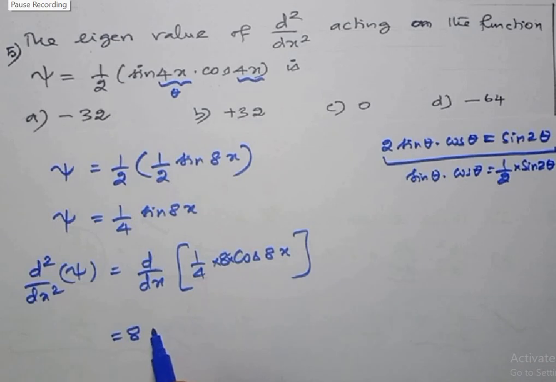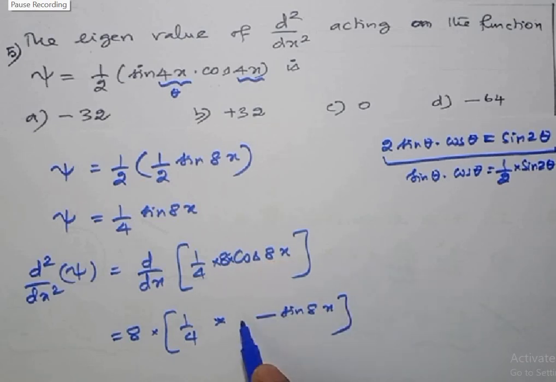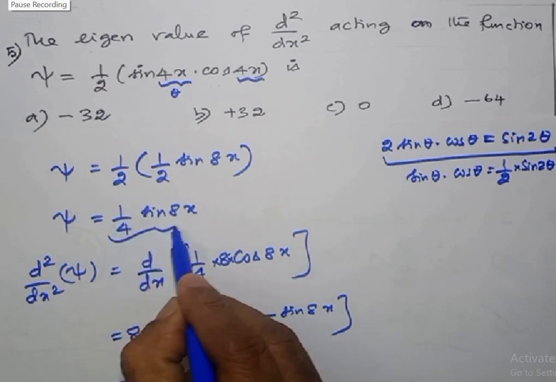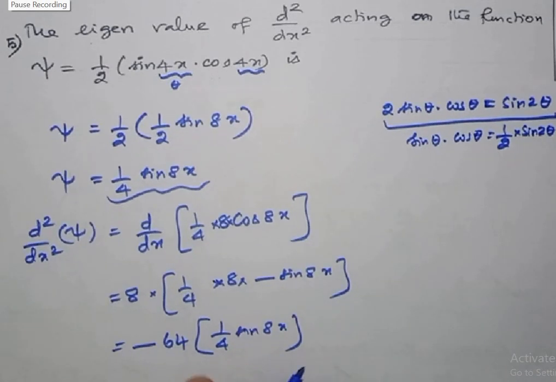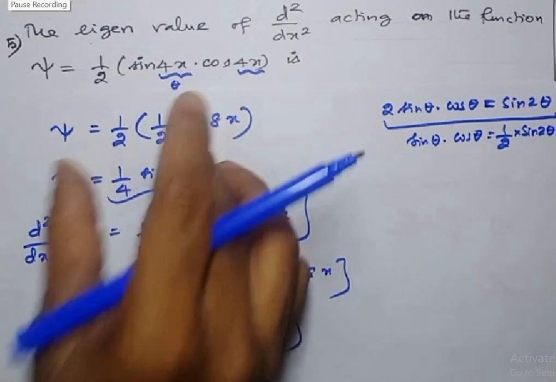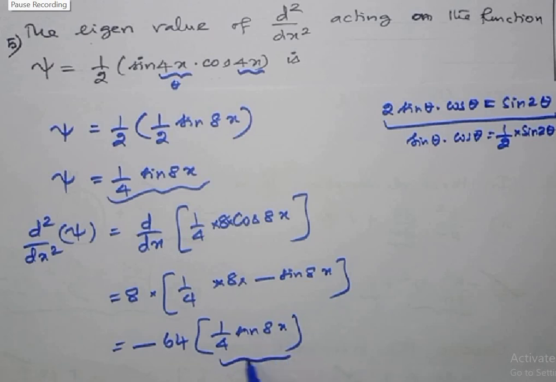Keep the 1 by 4 as such. Now, differentiate the second time. Cos 8x, if you differentiate, you will get minus sin 8x. And the coefficient of x is 8, so multiply this by 8 again. So you have minus, and 8, so just keep it out. So you get minus 8 8s are 64 into 1 by 4 into sin 8x. 1 by 4 sin 8x is the given function, and I got the same function again.